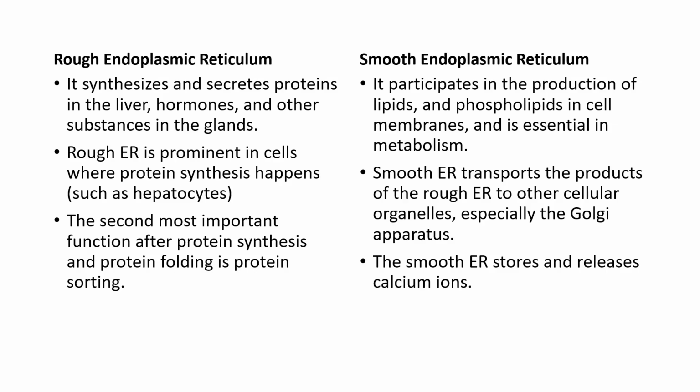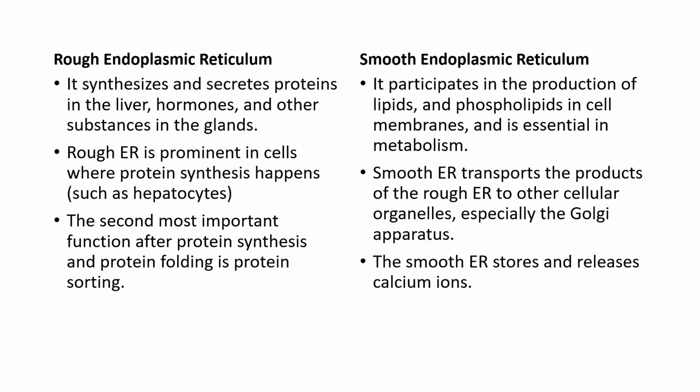Then in RER, the rough endoplasmic reticulum is prominent in cells where protein synthesis happens. In the previous point we have seen rough endoplasmic reticulum is important for the synthesis of protein in the liver. So it will synthesize protein inside the liver, so they will be present in the hepatocytes. Now what are hepatocytes? Hepatocytes are the cells of the liver. These are the liver cells.